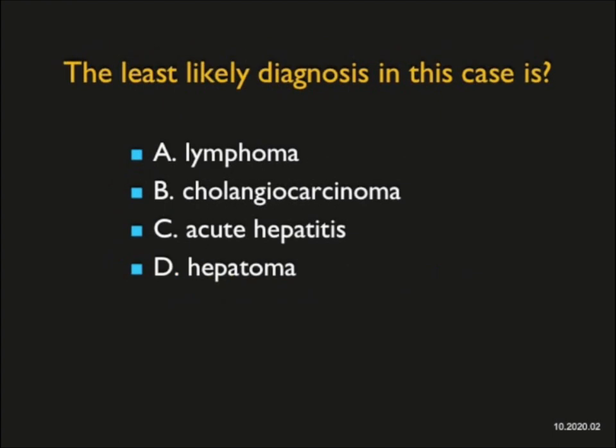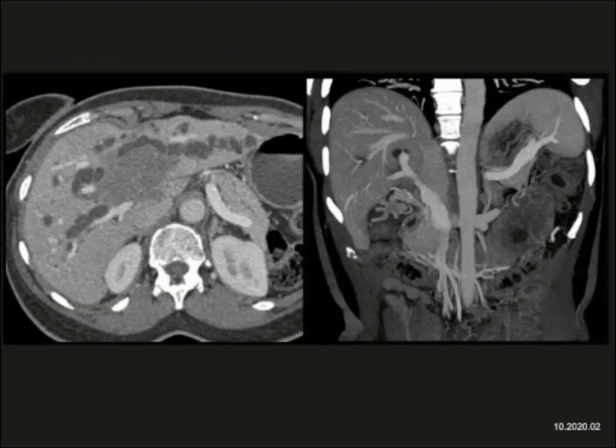In this case, I ask you what's the least likely diagnosis, and there's 4 choices. Well, let's look at the images. What you can see on the axial images, there's a large infiltrating tumor in the hilum of the liver that's obstructing the intrahepatic ductal system. When you think about that image alone, you're saying to yourself there's a tumor. Could it be hepatoma? Well, hepatoma usually doesn't give dilated ducts. Could it be a cholangiocarcinoma? It's possible. Could it be what else?